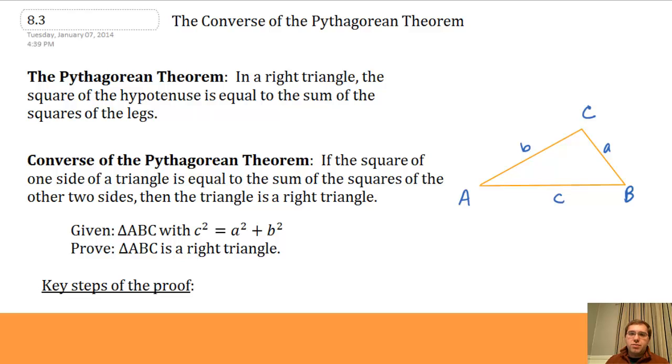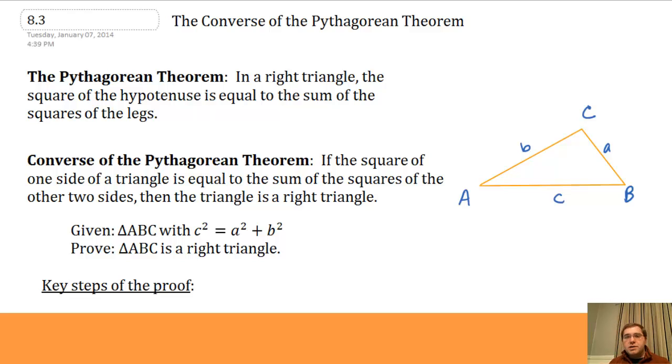This is section 8.3, the converse of the Pythagorean theorem. Remember, the converse of a theorem just switches the hypothesis and the conclusion. And if the original statement is true, the converse is not necessarily true. It doesn't have to be true. It turns out that the converse of the Pythagorean theorem actually is true.